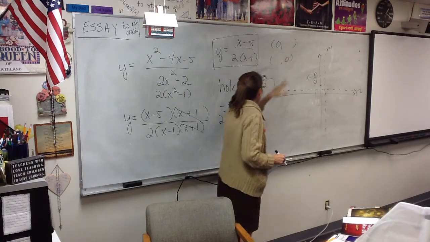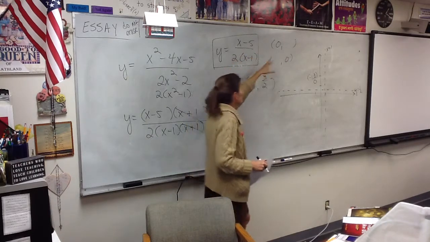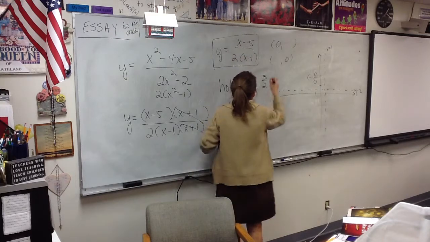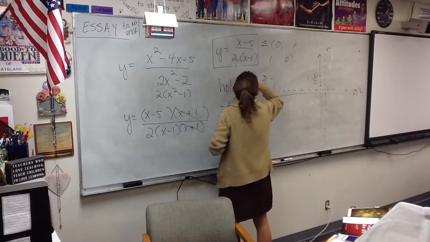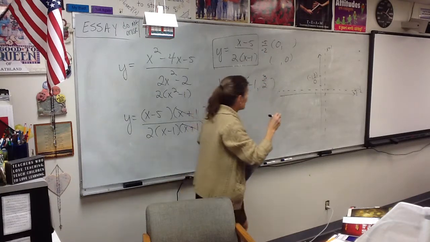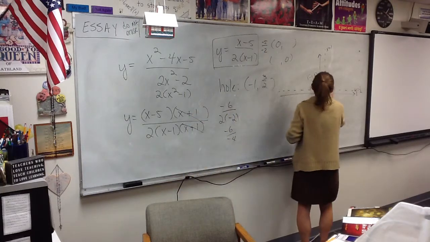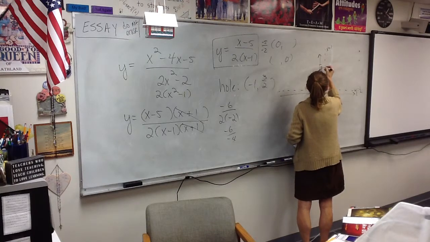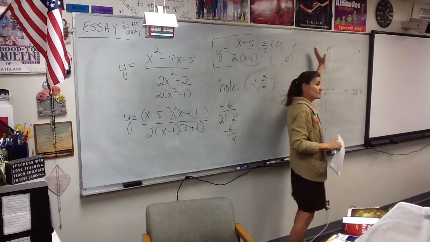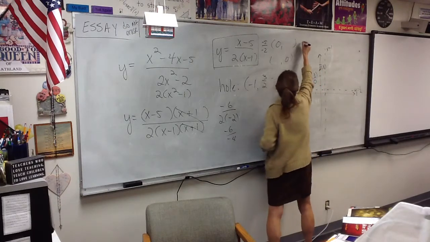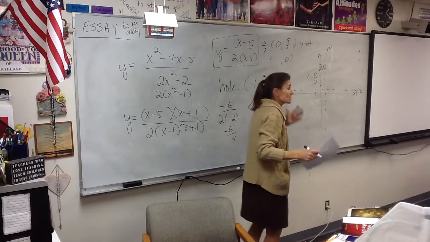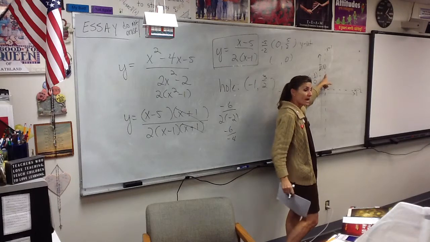So if I put a 0 in for x, on top I'd have negative 5, and on the bottom I'd have negative 2. 5 halves. So I have a point at 0, 5 halves. Now where did I plot that point? On which axis? Y. This is the y-intercept. Now you can put it in the blank. It's the y-intercept because you plotted it on the y-axis.